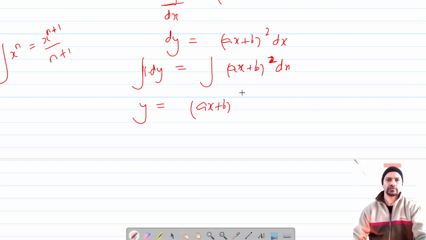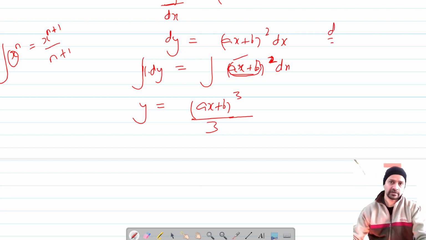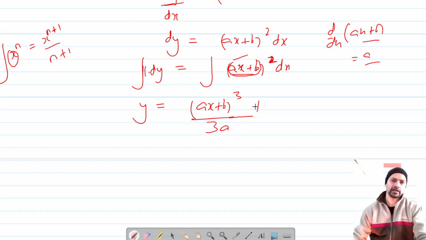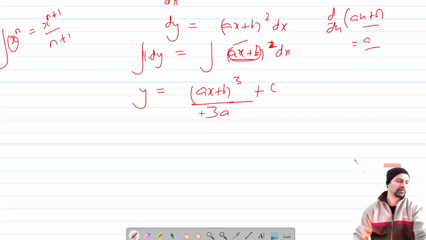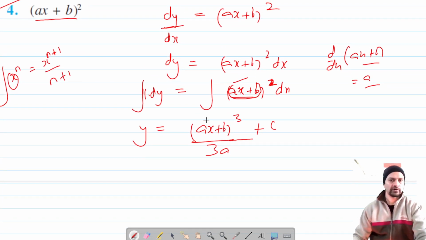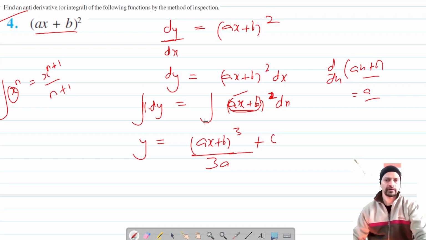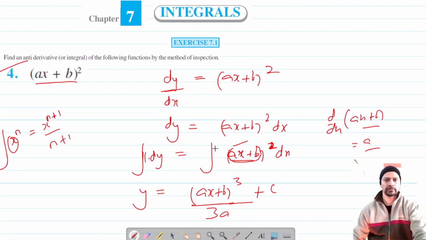n is 2, so 2 plus 1 is 3, divided by 3. And because this is not the function x, this is ax plus b, we will have to divide our answer by the differentiation of ax plus b. The differentiation of ax plus b is a, so we will divide it by a and put a constant here. So this is our answer for question number 4: (ax + b) the whole cube upon 3a, plus c.